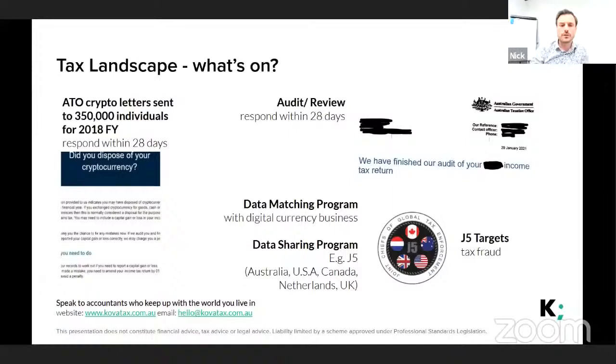So tax does apply to cryptocurrency investments. It's in the best interest of the taxpayer to put their tax records together and declare. And if you don't, the ATO currently has data matching and data sharing programs in place where they're already flagging Australian investors who have investments in cryptocurrency.